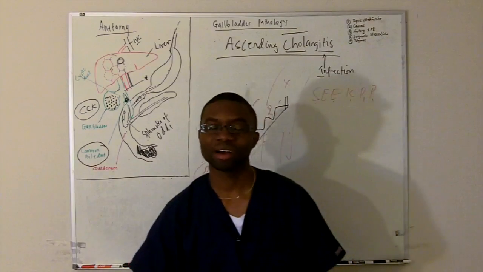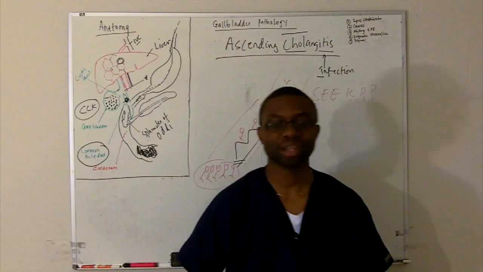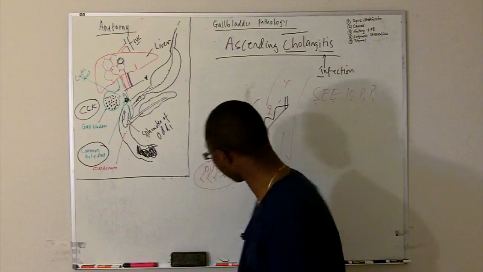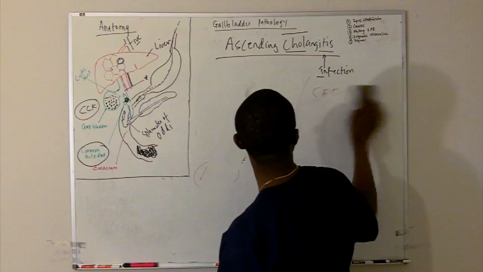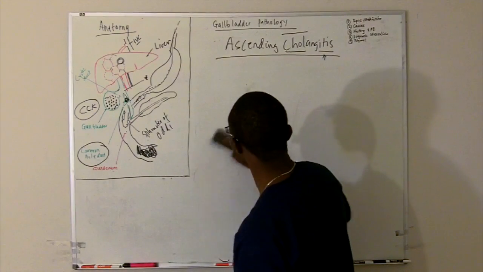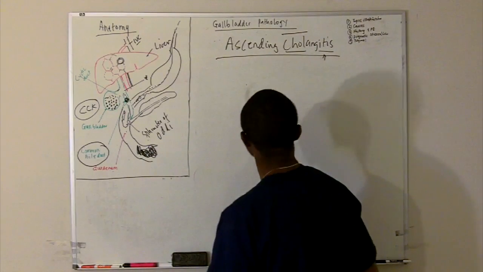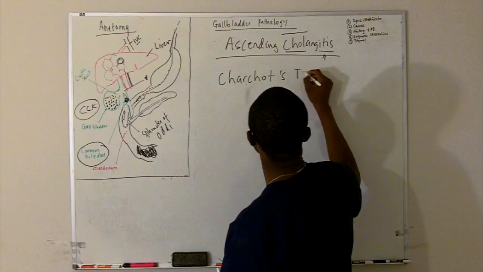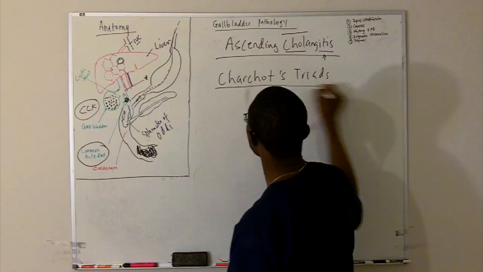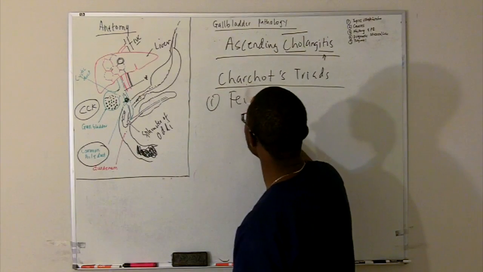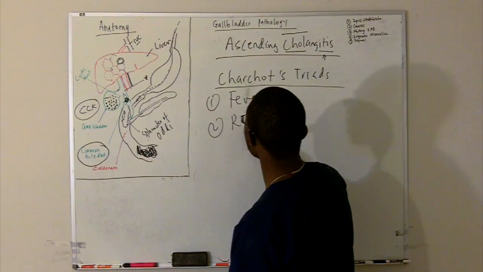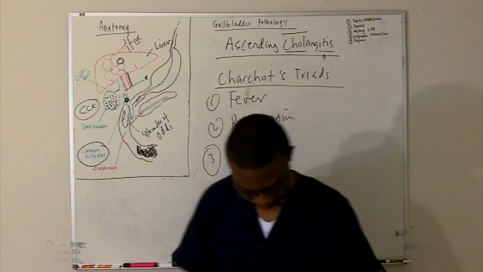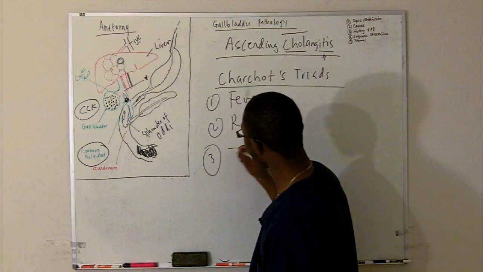Let's talk about the history. What is the patient going to present with? We actually have to erase this and talk about something very important. It's called Charcot's triad. Fever, right upper quadrant pain, jaundice.